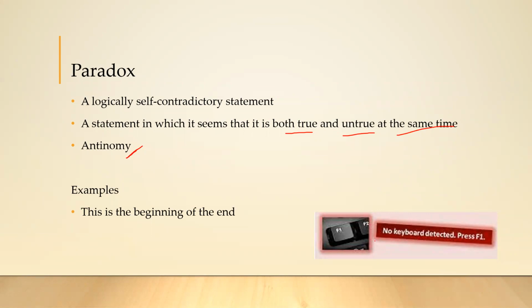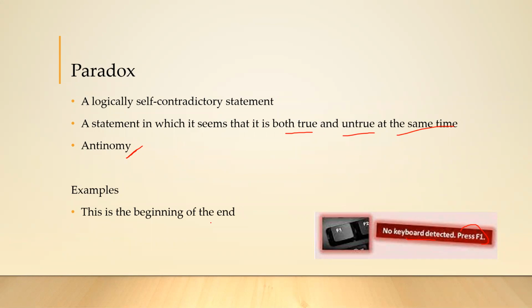Now look into the diagram over here. You have a small figure over here, and then I've put something over here: "No keyboard detected. Press F1." This is an error message which you normally get when you have a problem detecting your keyboard. But it is actually something foolish. Your keyboard is not able to be detected, but still they tell you to press F1, which actually is a key on your keyboard. So it is actually a paradox, something which is true and false at the same time. You don't have a keyboard, which means you have no keys, but they tell you to press F1. So these are examples of paradox.